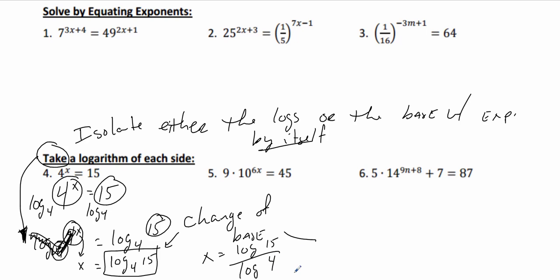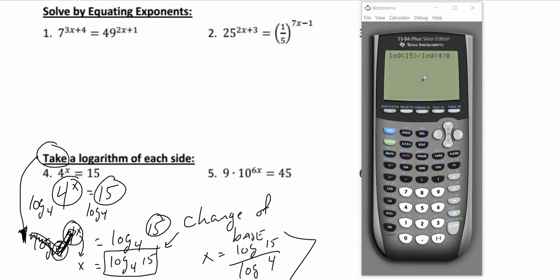And I'm going to put this into my calculator like that. Okay, log 15 divided by log 4. I'm going to make sure I have both of those put in. Make sure I put parentheses around the 15 and parentheses around the 4. Otherwise, you're going to get a wrong answer. Hit enter, and I get my answer as 1.